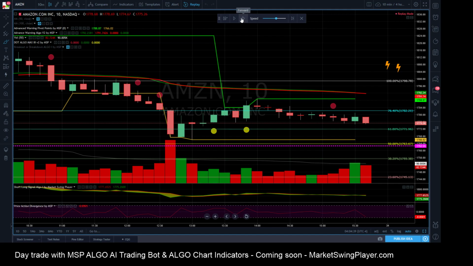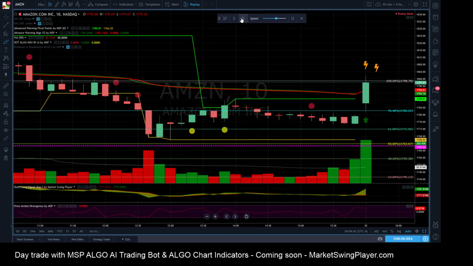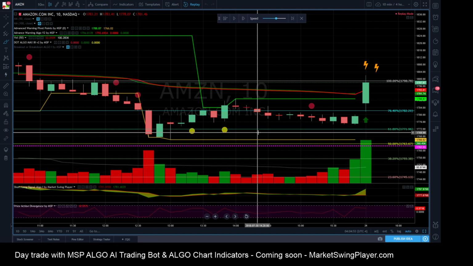Let's forward this a bit. And now this is where measured move alerts come in. So what is a measured move alert going to do? A measured move alert intraday is going to tell you that a spike is coming soon with the security. So it means that price is going to spike. It's going to spike up or down.